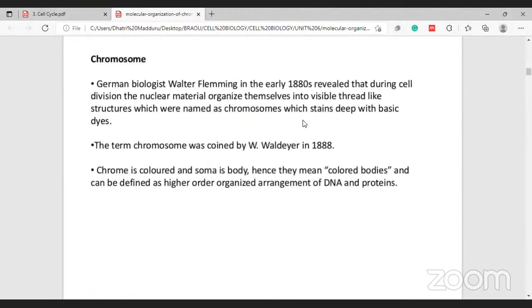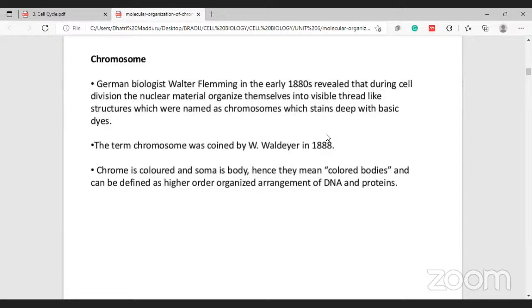So what is a chromosome? The chromosome was first revealed by Walther Flemming, who studied it in the 1880s. During cell division, the genetic material organizes itself into thread-like structures called chromosomes. Chromo means color, and somes means bodies, the colored bodies.